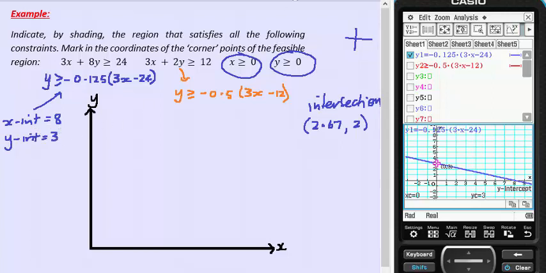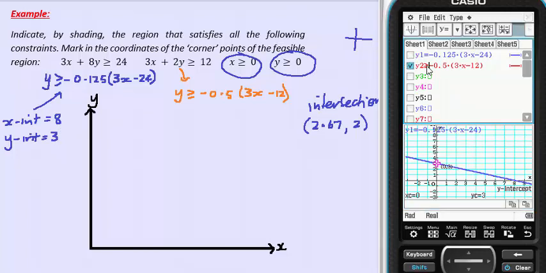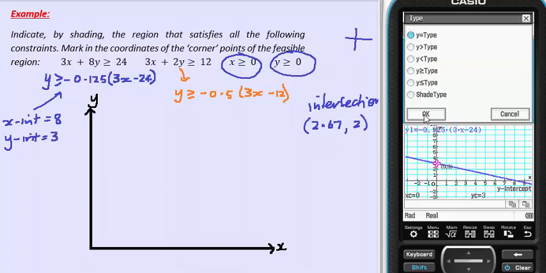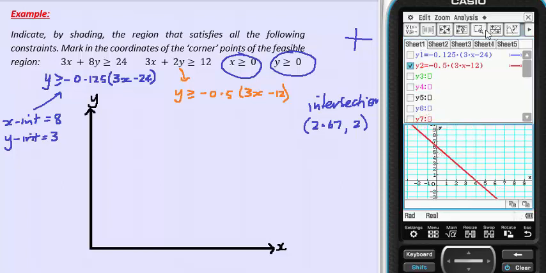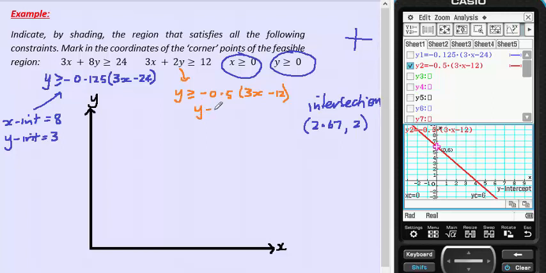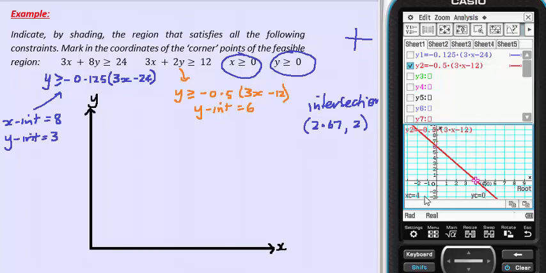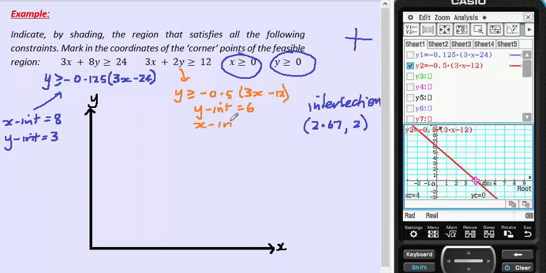For my orange line, I can do the same thing. So I'll unclick this and click this, and I'll change my sign to an equals sign. I'll sketch it, and I'll find out that my y-intercept is 6, and my x-intercept root is 4. So now I have both lines, and I can put them in here, and I can say, okay, for this one, a y-intercept of 3 and an x-intercept of 8. And then I can sketch my line. So I'll get out my pen or my ruler, and I'll make sure I pass through both of those points.